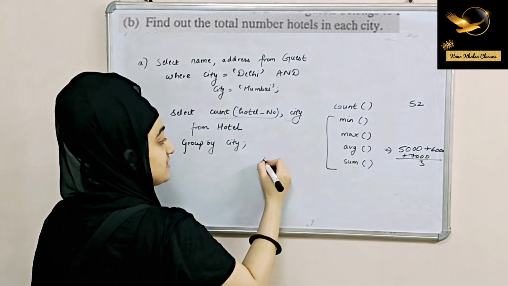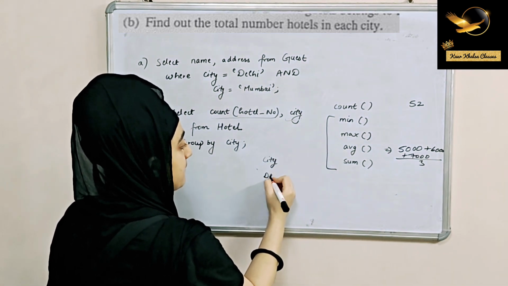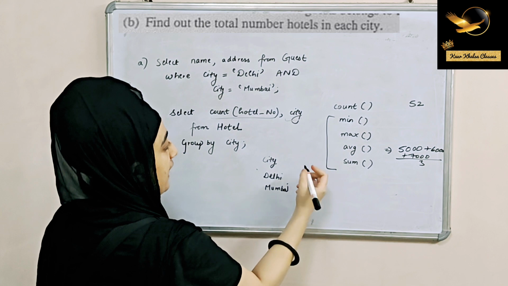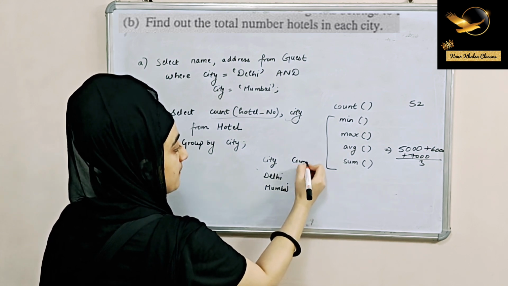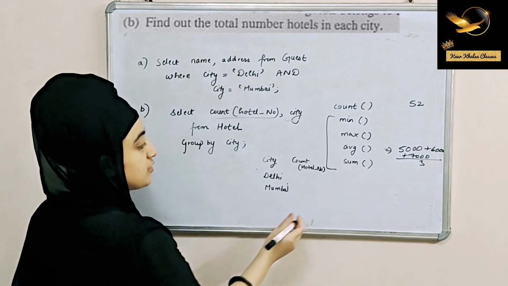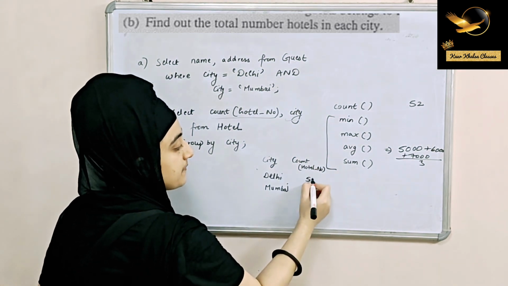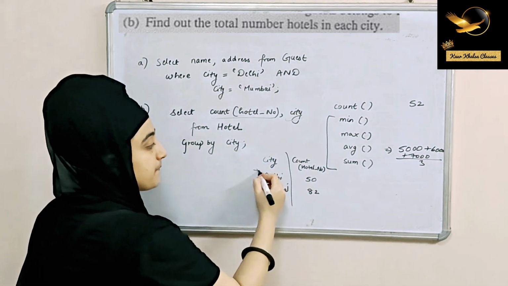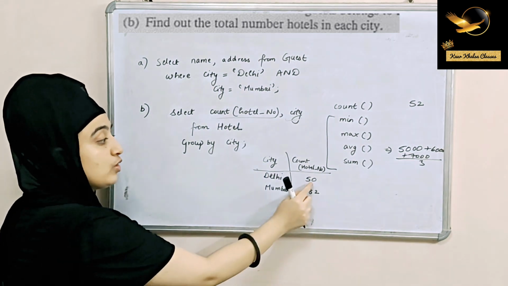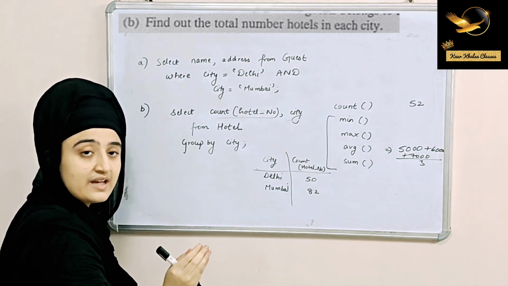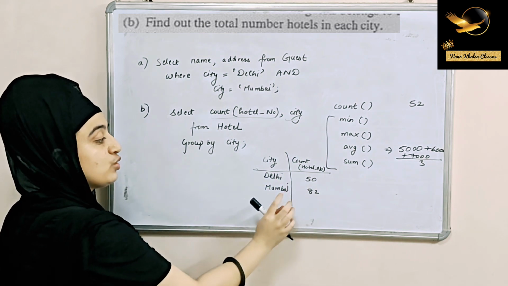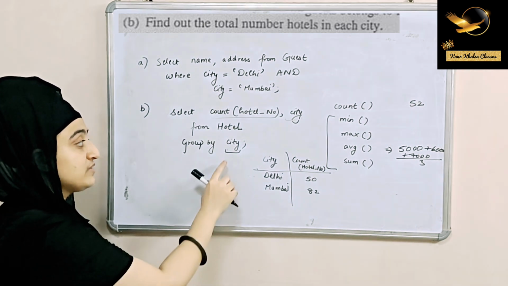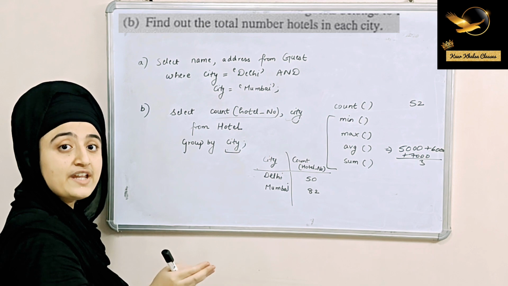This means the output will be like this. For example, we have city Delhi and Mumbai, and here we have the count of hotel number. Suppose Delhi has around 50 hotels and Mumbai has 82 hotels. So the output will be like this. It will group all the hotels in a particular city. So we are assuming here that we have 50 hotels in Delhi and 82 hotels in Mumbai, and this will be the output in this case. We are using group by here so that we can get the output like this.